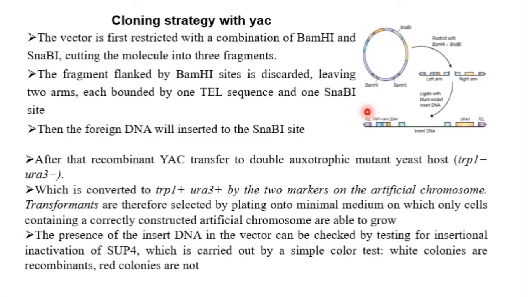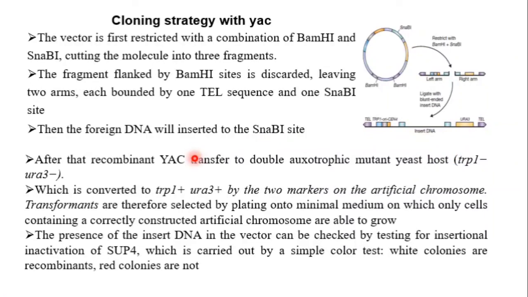That yeast cell cannot synthesize tryptophan and the URA3 gene-coding protein, which means it cannot synthesize pyrimidine. That's why it cannot survive in minimal media. To survive, this double auxotrophic mutant yeast cell needs tryptophan and pyrimidine.